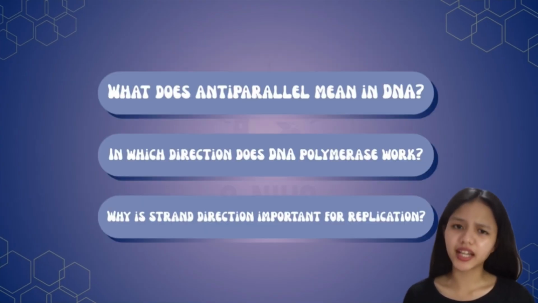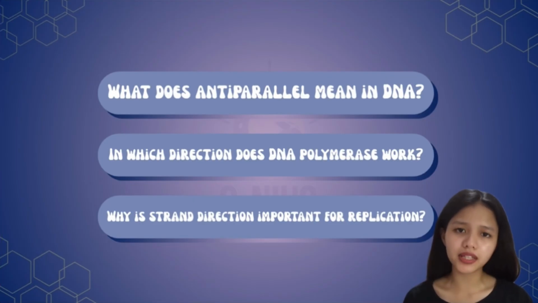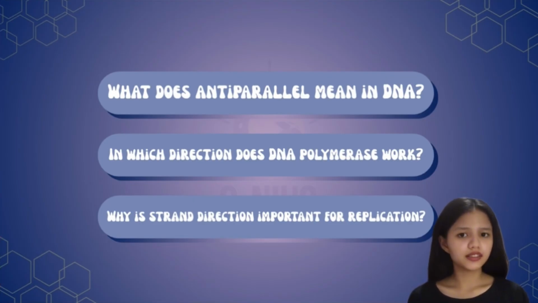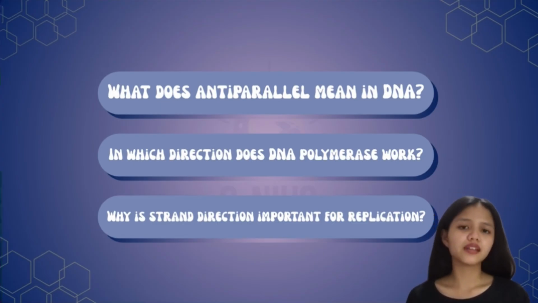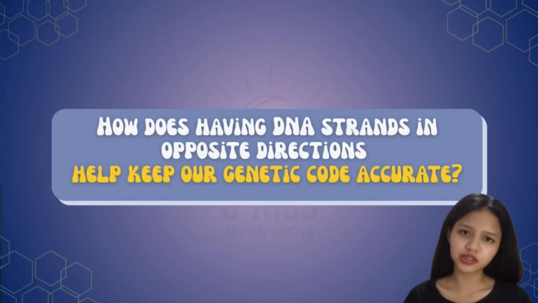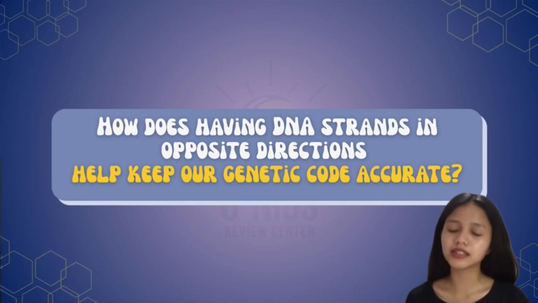Let's wrap things up and check your understanding. Pause the video and write down your answers to these questions. First, what does anti-parallel mean in DNA? Second, in which direction does DNA polymerase work? Third, why is strand direction important in replication? And finally, reflect on this in just one sentence. How does having DNA strands in opposite directions help keep our genetic code accurate? Now take a moment. Your answer might be short, but the concept is also powerful.